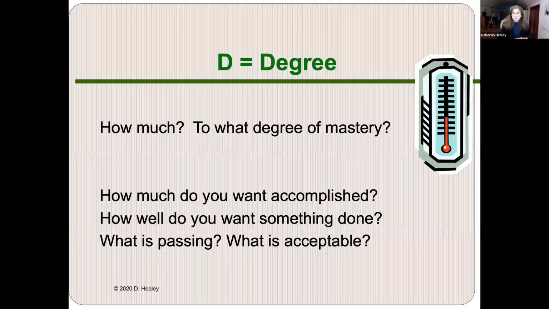And how well can be, I want it perfect, or it can be, it's okay if it's like 80%. So you are in charge of the objective. You're in charge of making this decision, but you need to decide what level of mastery you want your students to aim for in order to do a good ABCD objective.